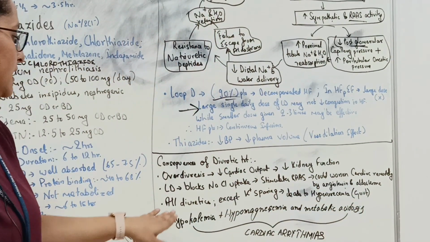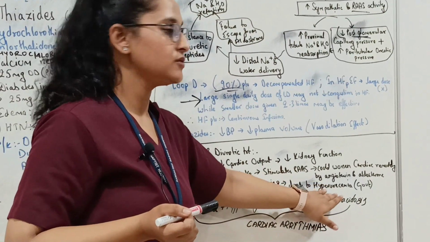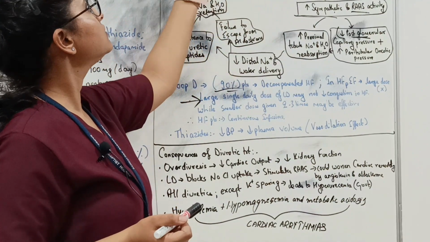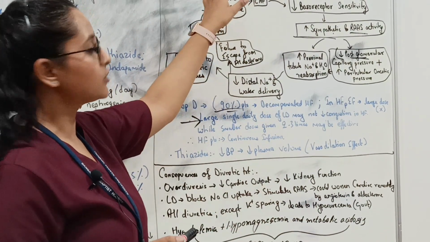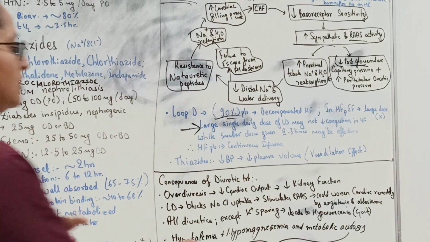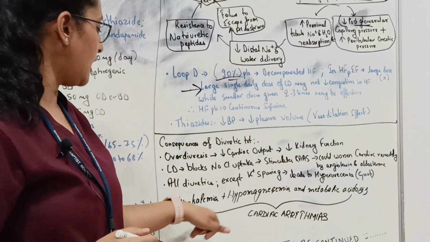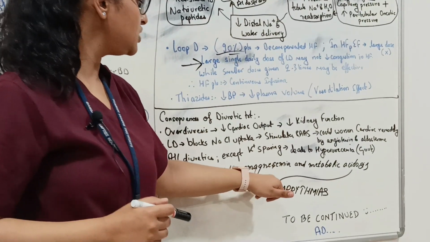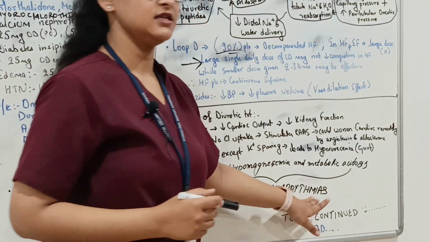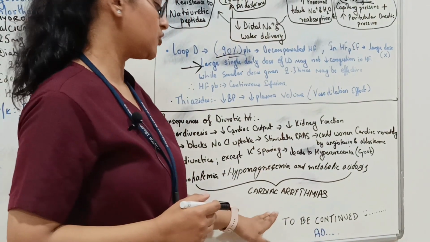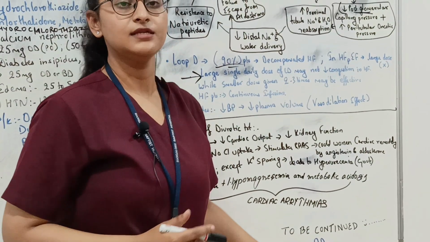All diuretics except potassium sparing diuretics lead to hyperuricemia and gout. Hypokalemia, hypomagnesemia and metabolic acidosis may lead to cardiac arrhythmia, so the dose calculation and all should be monitored properly. To be continued, antidiuretics I will explain in the next class.